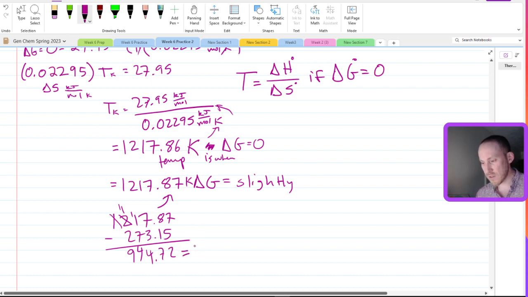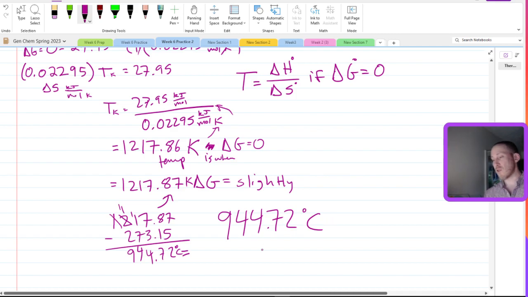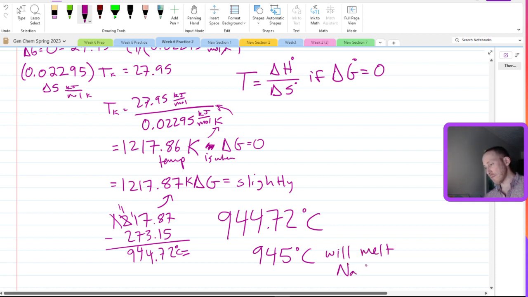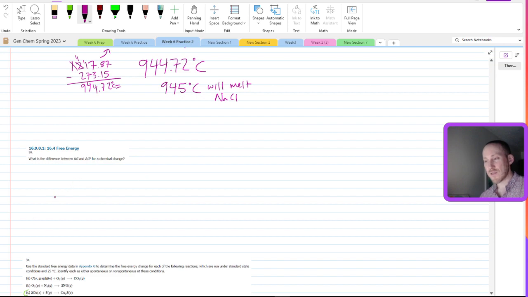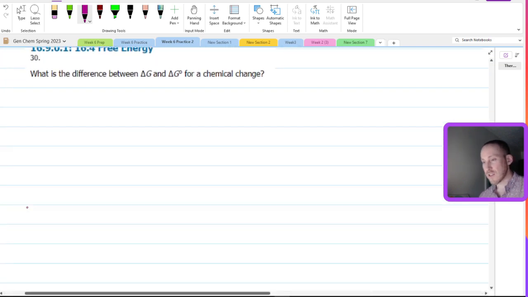It expresses the general range. So 944, based on what I just did, 944 degrees Celsius, approximately 945, let's call it, because then we're definitely high enough, will melt table salt. So that's how hot you would have to make your apartment if you wanted to melt table salt. Okay, that was fun. Let's keep going.